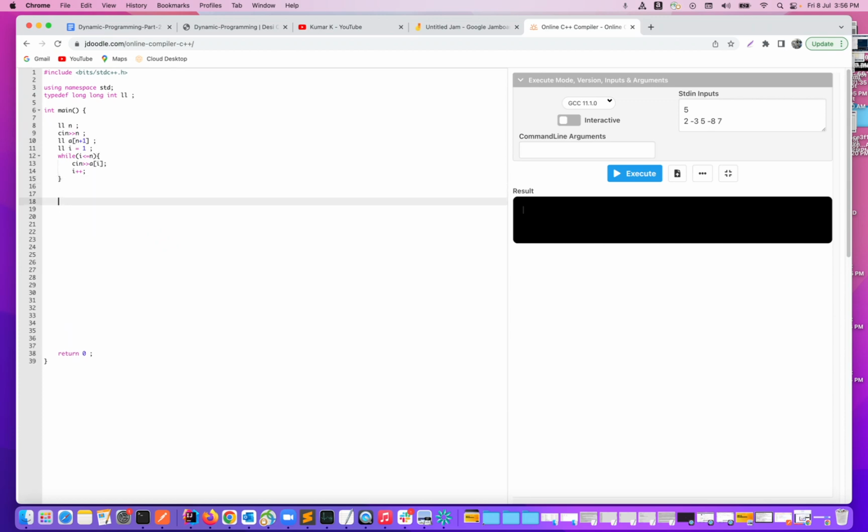Okay, guys. Now what is the first step? Just declare the dp array. Okay, I have a dp array and we want it empty, so let all the values be 0. What is the value of dp of 1, guys?